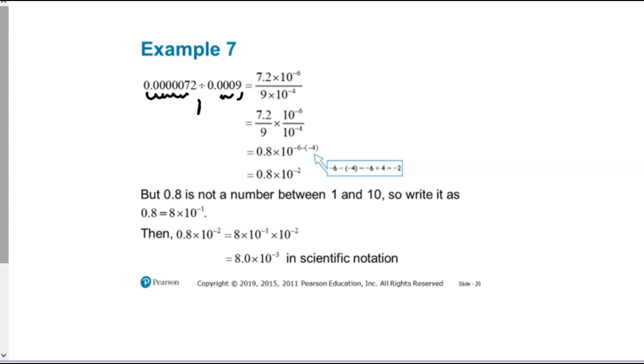And since we are dividing, that's the operation, then we'll go ahead and group our numbers. 7.2 divided by 9, and 10 to the negative 6 divided by 10 to the negative 4th. 7.2 divided by 9 gives us 0.8. And remember, when you are dividing, you are subtracting, and in this case you're subtracting a negative, which means that you're going to add a positive. And so negative 6 minus a negative 4, or negative 6 plus 4, gives you 10 to the negative 2nd.